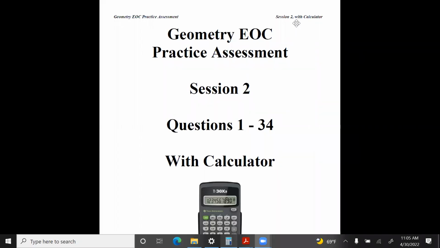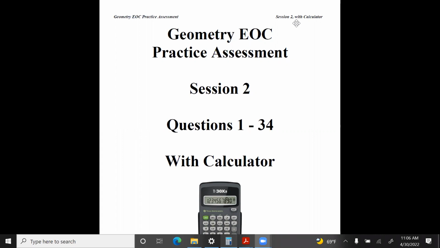Okay, so this is the second part of our geometry EOC practice test. Session 2 does have a calculator, so you can use a scientific calculator. The one that you have for your exam will be on the computer, so you need to try to use the one on the computer anytime you need to use a calculator.